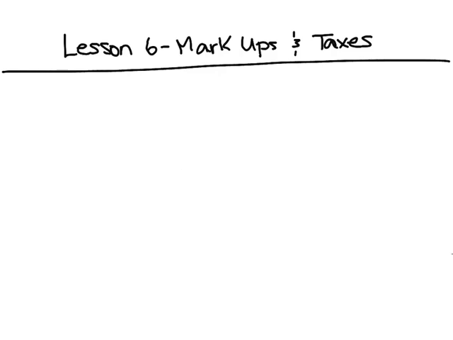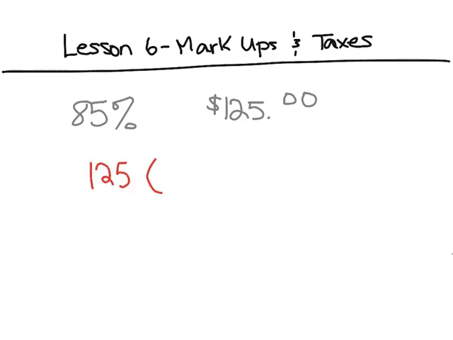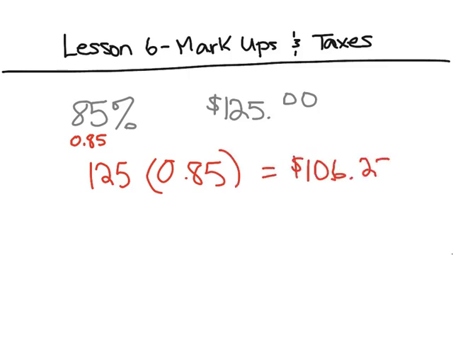Example 2, Melanie owns a clothing store. Her standard markup is 85%. She bought a coat from a wholesaler at $125. First, what is her markup? So we take 125 and we multiply it by 85% as a decimal, which is 0.85. And we get 106.25. So that's the markup.